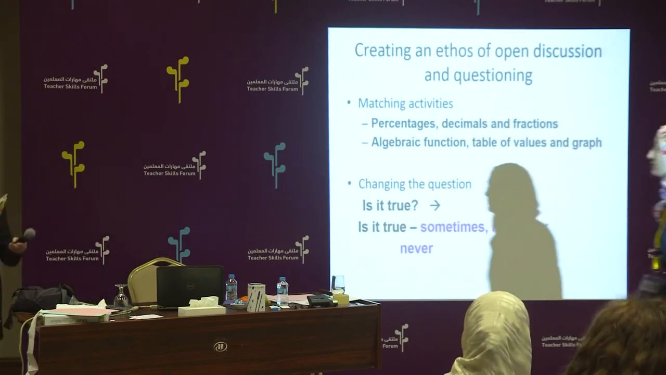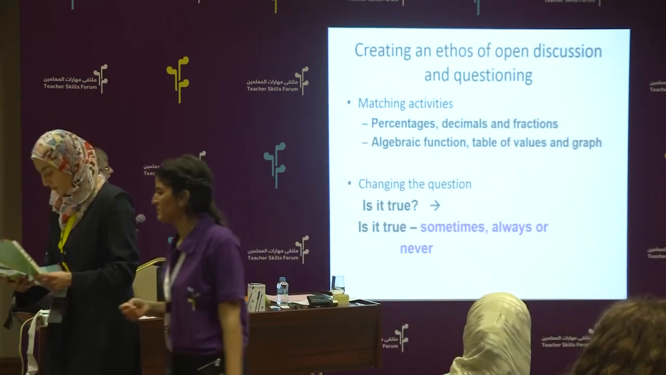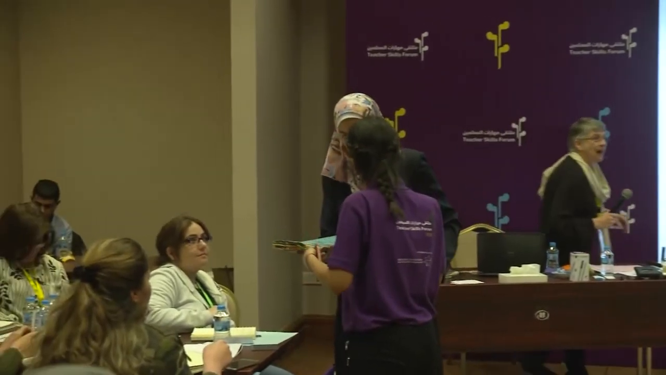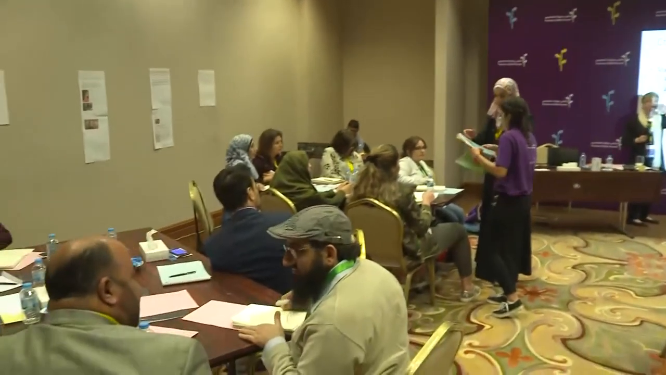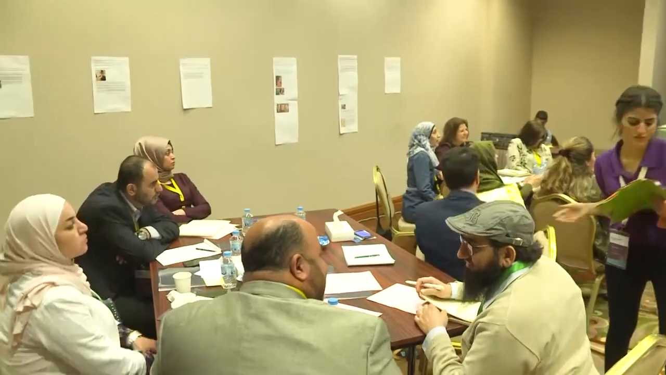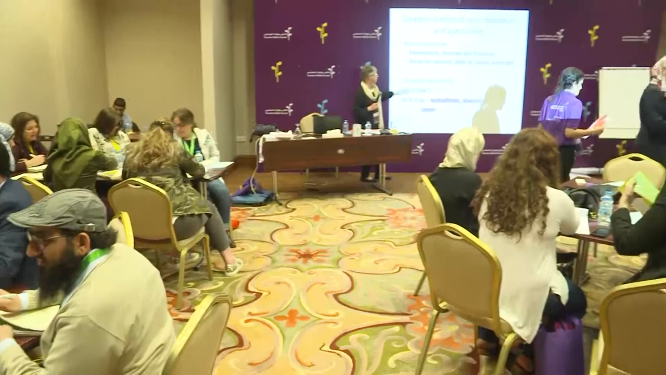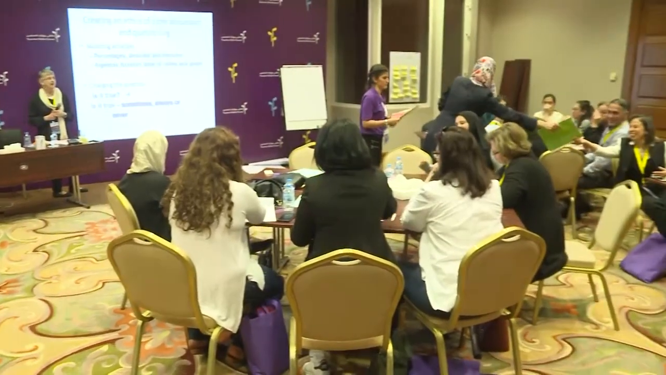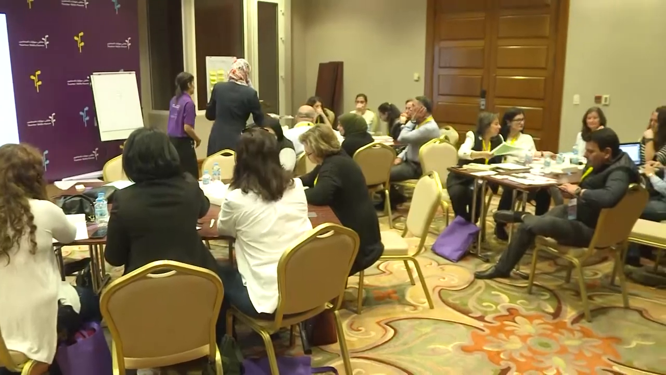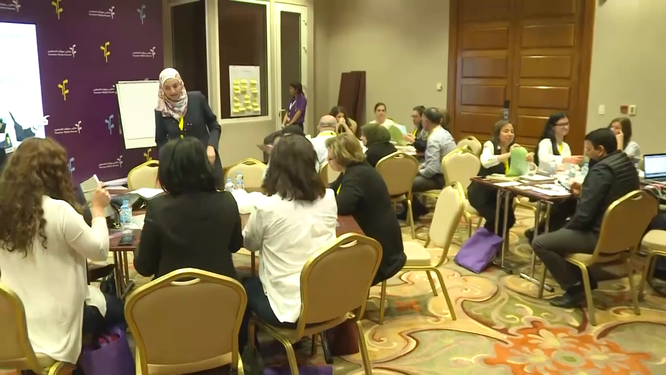Okay, I think there's two for every table. So, activities which you can develop for science: matching activities, and changing the question from is it true to is it true sometimes, always, or never. So, I've got a pack of activities, and I'll tell you where they come from. You might want to look at them. There should be two. Are there two for every table? Yeah. The first two activities are matching.